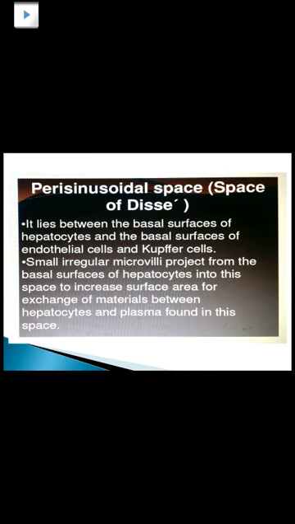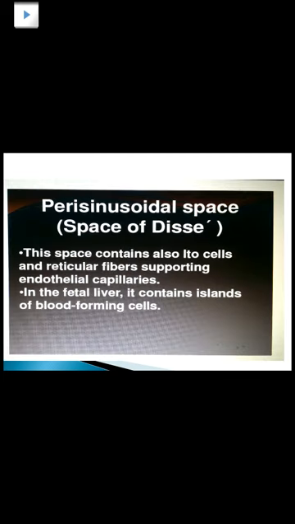So there are small irregular microvilli that project from the basal surface of the hepatocytes into the space to increase surface area. Why do you want to increase surface area? To increase the exchange of materials. So the probability of exchange increases with the increase in surface area between the hepatocytes and the plasma found in this particular space, the perisinusoidal space, the space of Disse. This space also contains the Ito cells. So we'll be dealing with what these Ito cells basically are.